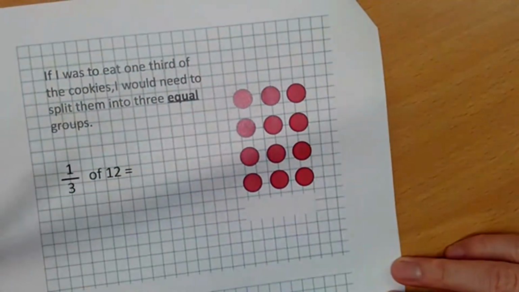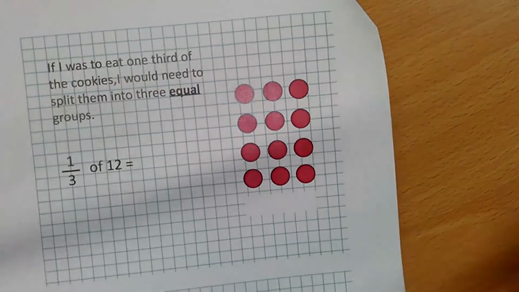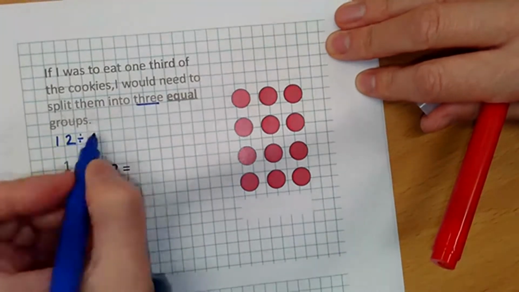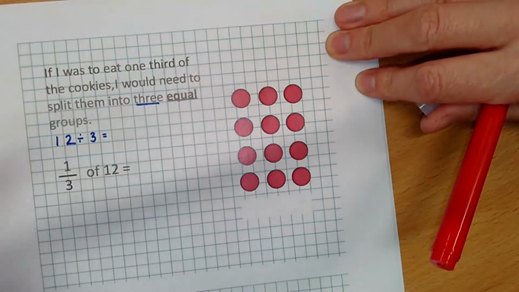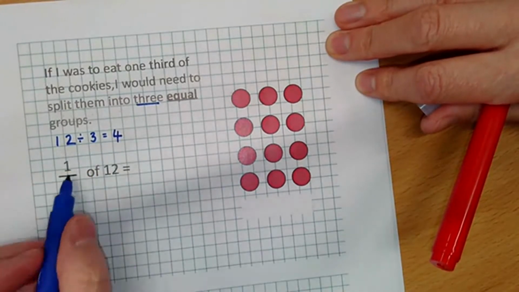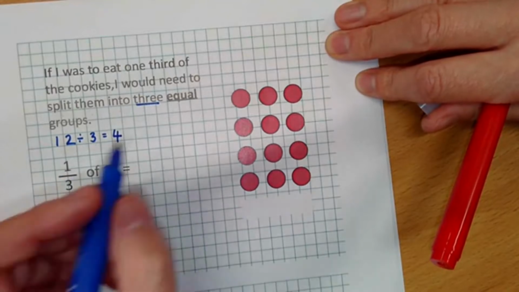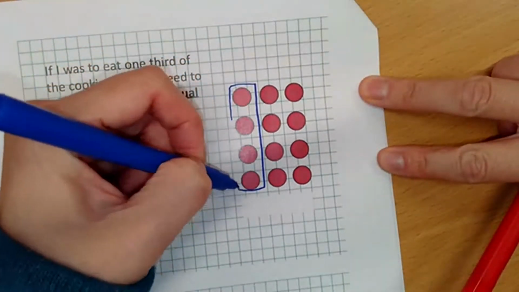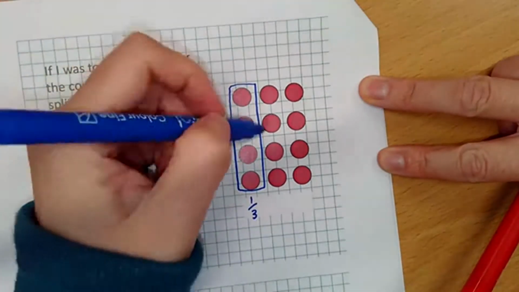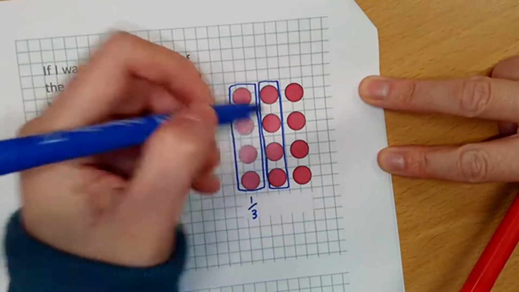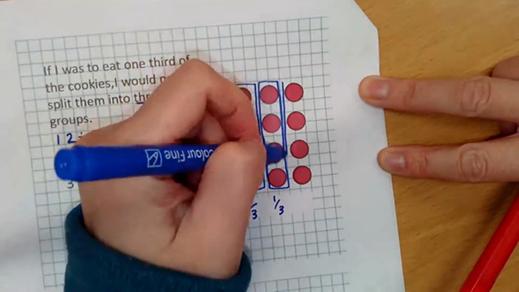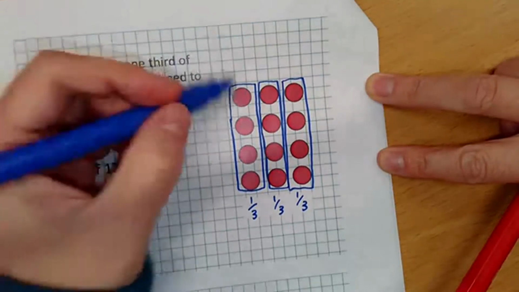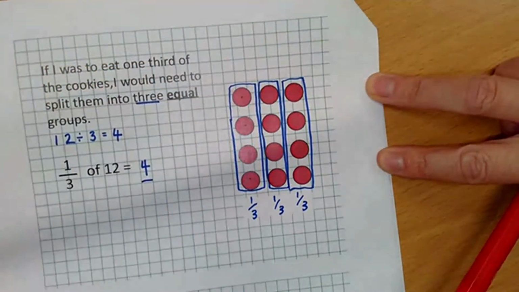Now, if I were to eat 1/3 of the cookies, I would need to split them into 3 equal groups. So this time, I'm going to divide my 12 cookies into 3. 3, 6, 9, 12. Therefore, 1/3 of the tray would be 4 cookies. So this would be 1/3, and this would be another 1/3, and this would be another 1/3. In each 1/3, there are 1, 2, 3, 4 cookies.